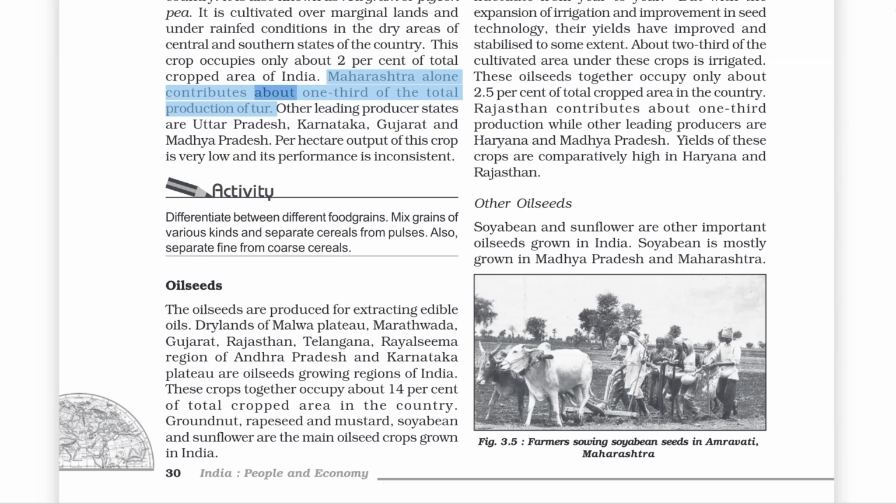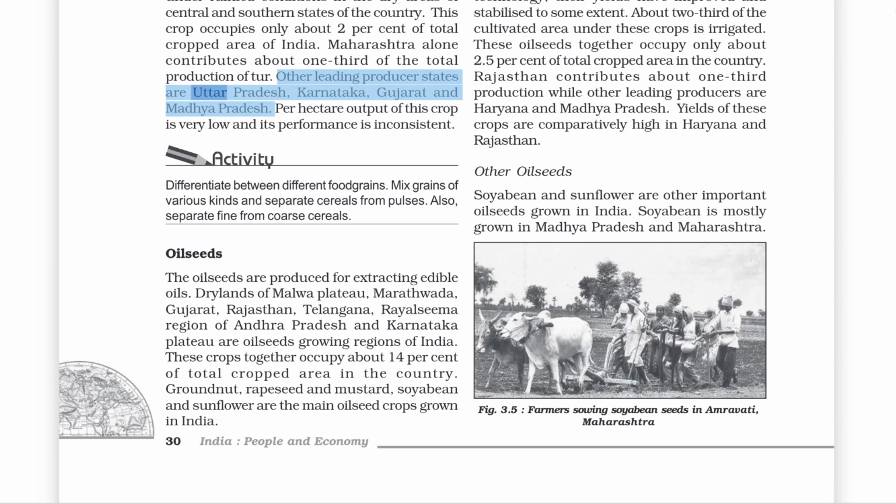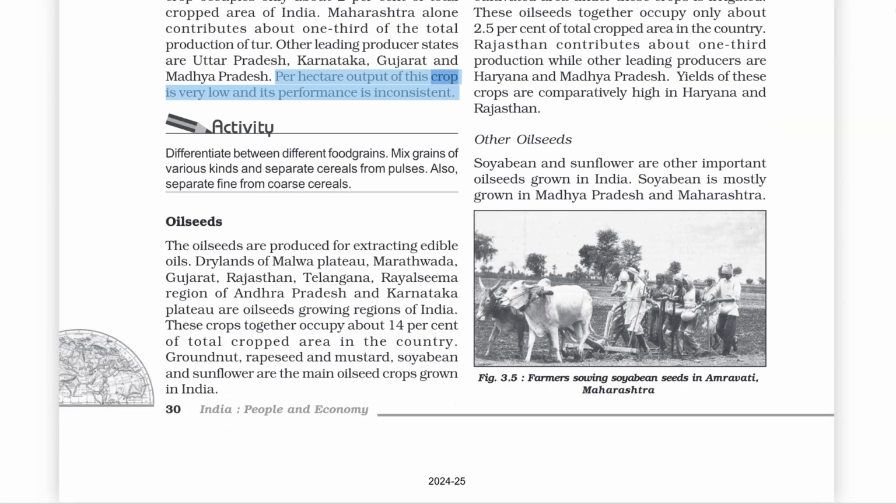Maharashtra alone contributes about 1/3 of the total production of tur. Other leading producer states are Uttar Pradesh, Karnataka, Gujarat, and Madhya Pradesh. Per hectare output of this crop is very low and its performance is inconsistent.